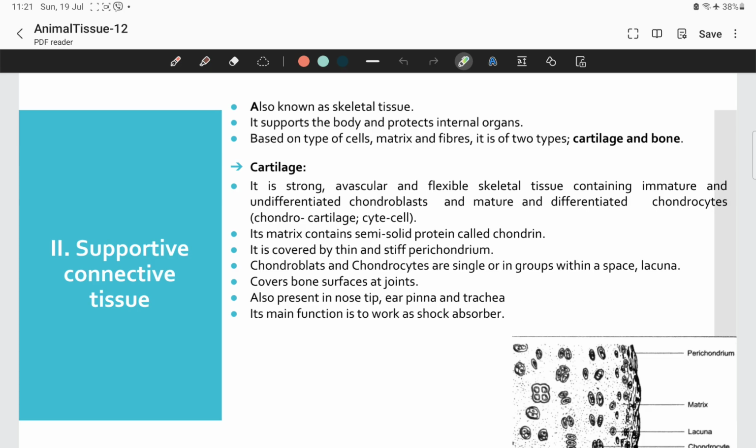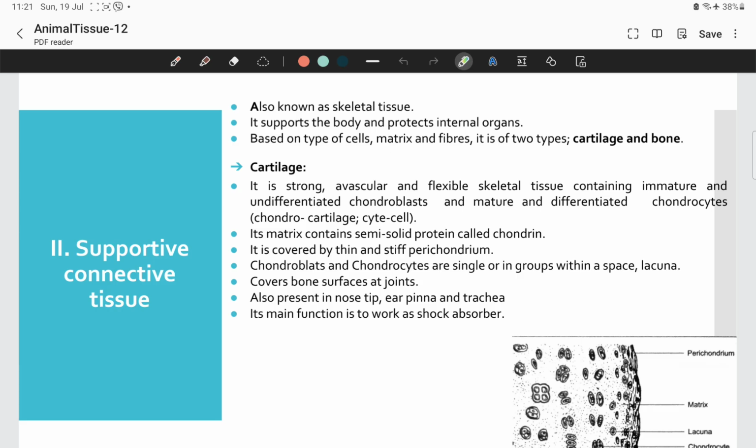Its matrix contains semi-solid protein. So the matrix is present here, in between the cells, and that matrix contains a kind of protein known as chondrin. And our cartilage is covered from outside by a thin layer of structure, which is very hard, known as perichondrium.